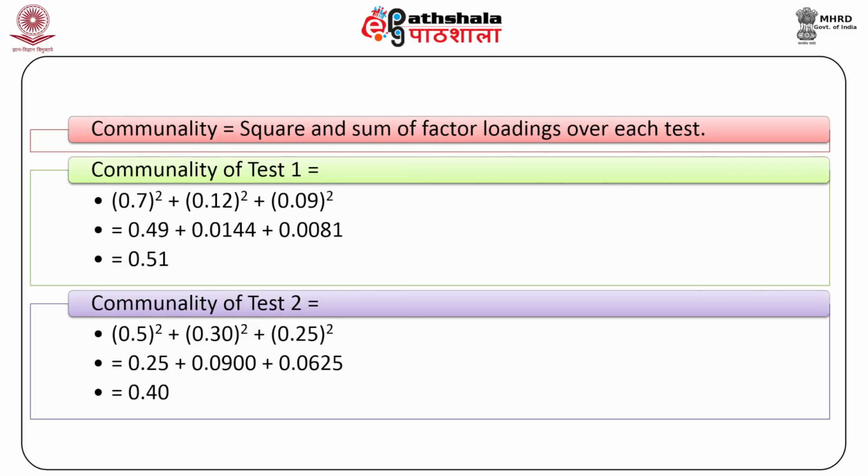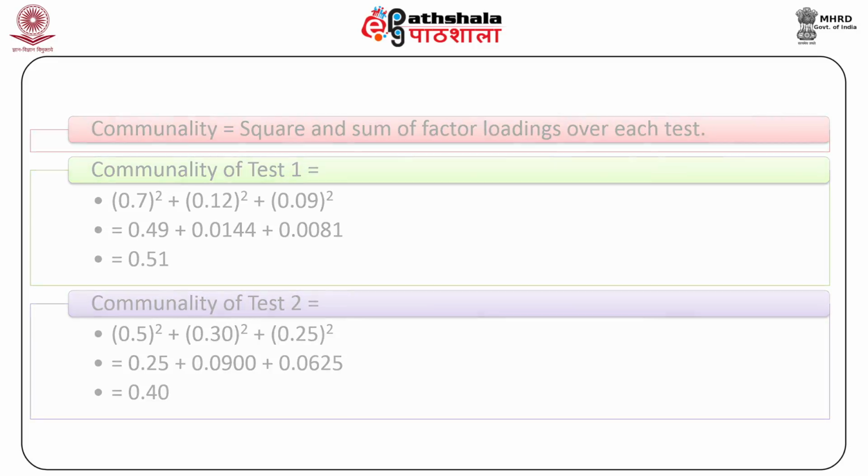Communality is equal to the sum of squared factor loadings over each test. Communality of test 1 is equal to 0.7 square plus 0.12 square plus 0.09 square, which is equal to 0.49 plus 0.0144 plus 0.0081, which is equal to 0.51. Communality of test 2 is equal to 0.5 square plus 0.30 square plus 0.25 square, which is equal to 0.25 plus 0.0900 plus 0.0625, which is equal to 0.40.